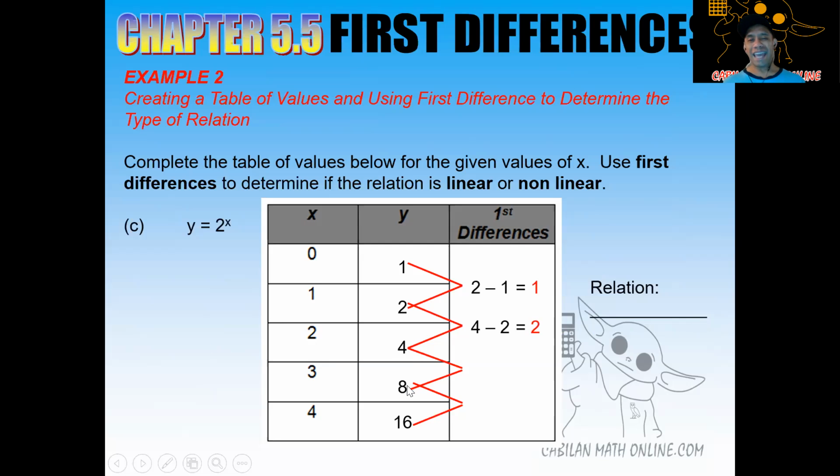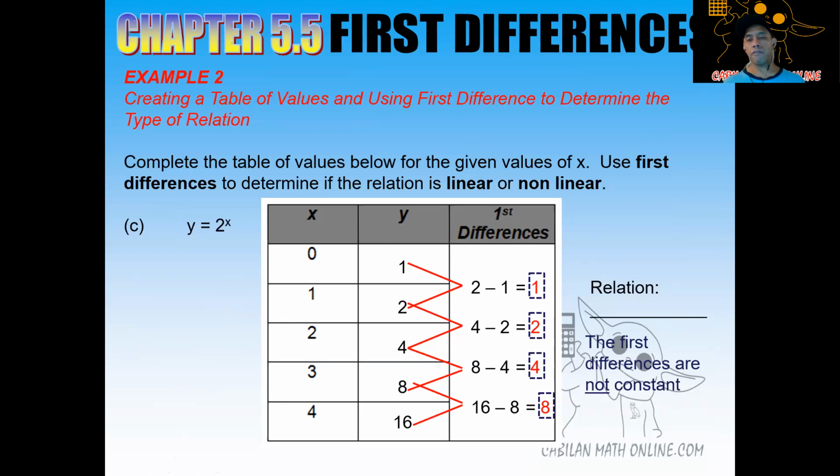To go from 4 to 8, it's going up by 4. Not too shocking there. And to go from 8 to 16, you're going up by 8. If you take a look at these 4 numbers over here, you notice that they are all different. So this here would also be an example of something that is non-linear.